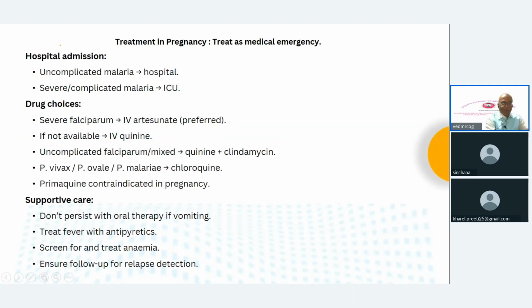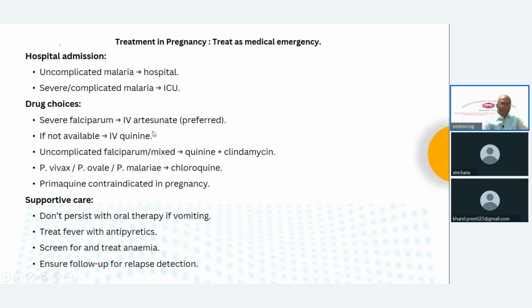So treatment in pregnancy: treat as a medical emergency. Hospital admission is required for uncomplicated malaria, and severe complicated malaria should be admitted into the ICU. So uncomplicated malaria will require just routine hospital admission, while severe and complicated malaria will require ICU admission. Drug of choice for severe falciparum is IV artesunate. That is the preferred. If it is not available, then quinine will be used.